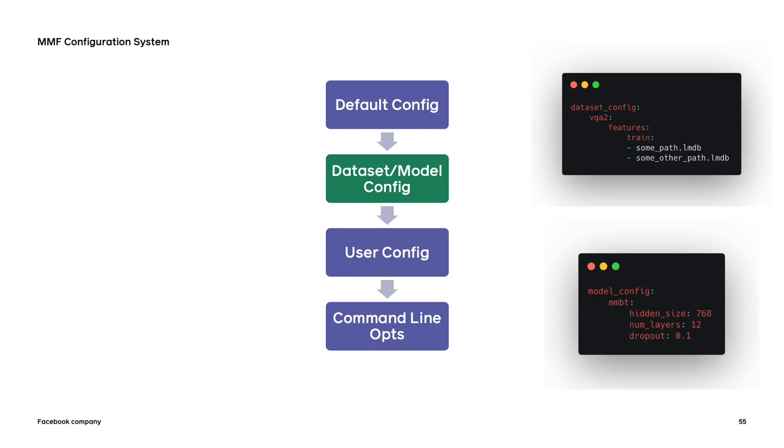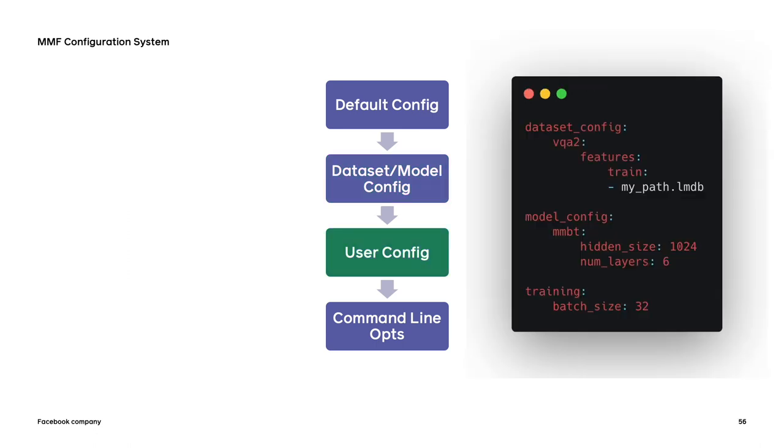For example, here for MMBT, we have defined the hidden size as 768, num layers as 12, and dropout as 0.1. Same for data sets, you can define where the features are. And then these configurations are used by the data set and model builders to build the model in the way the user wants. So this is all very configurable. The user can configure based on their particular experiment. They can configure all of these defaults and update them based on their own parameters.